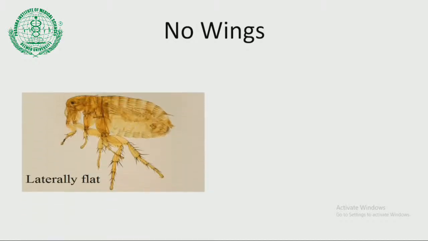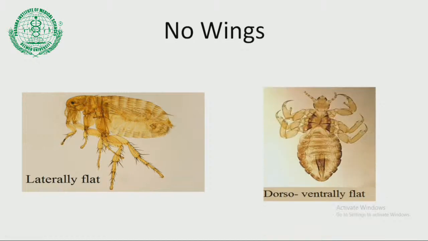Now these are the pictorial representations or examples of the important groups of the phylum Arthropoda. So this one is having a body which is laterally flat. Here you can see there is absence of the wings, and the second one is having a dorso-ventrally flat body. You can see the pair of legs. So here 3 pair of legs, here 4 pair of legs, and so on.